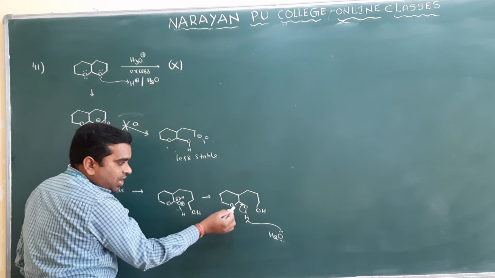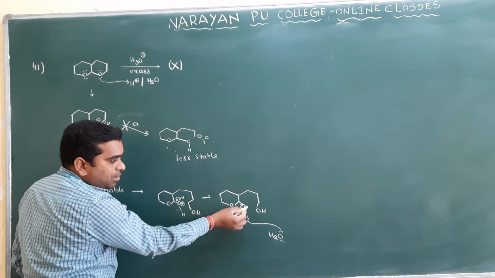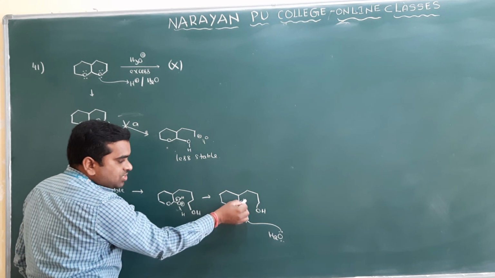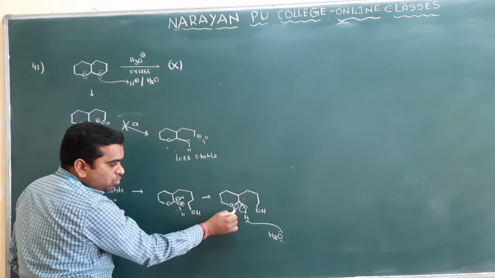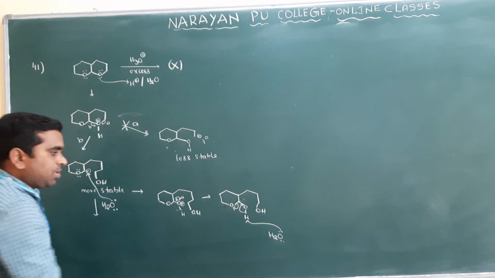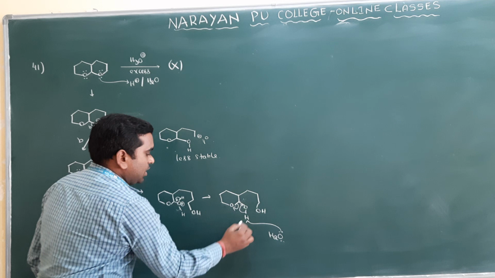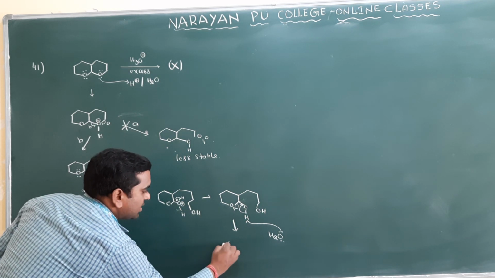Then this H+ is removed, this bond's electrons are free and these electrons will come here. When this bond's electrons come, this carbon gets how many bonds here? 5 bonds. Already 4 bonds are there, now 5 bonds. So that's why what will happen? This bond's electrons will move towards the oxygen. Clear?